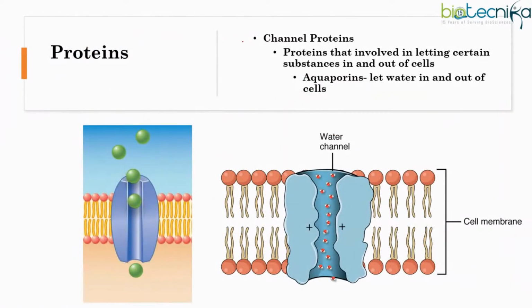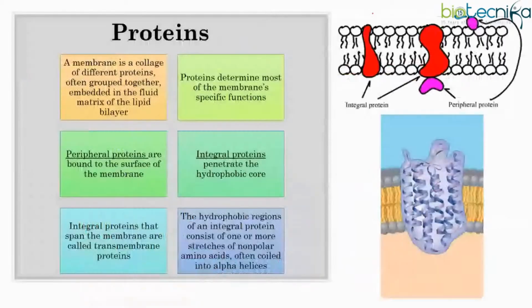Then there are other proteins also, channel proteins. So what will they allow? As I told you, the membrane is semi-permeable. So whatever things cannot pass through the membrane directly, they can pass through channels. These are proteins involved in letting certain substances in and out of cells. One example is aquaporin. Aquaporin is a channel protein which lets water in and out of the cell. Through that, water molecules can move in bulk. Got it?